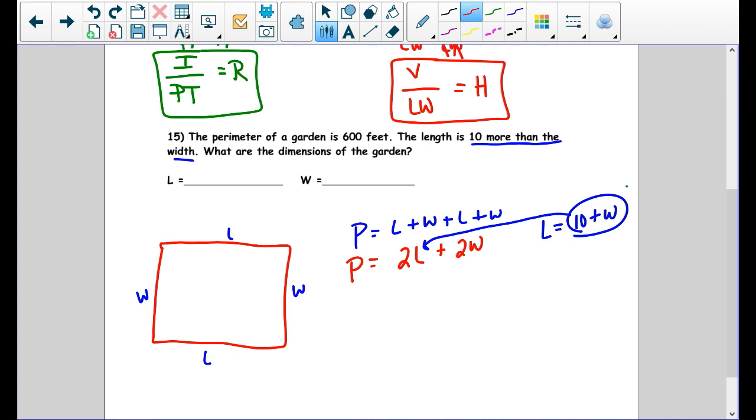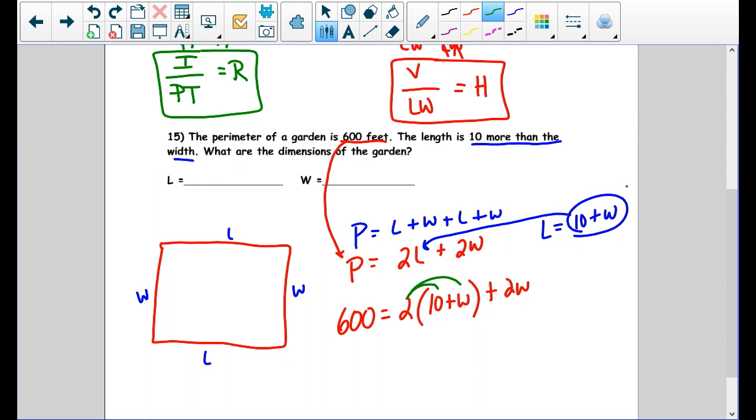I can also take this 600, because that's my perimeter, right? And plug it in to my P. So now I have 600 equals 2 times 10 plus W plus 2W. So now I can distribute this 2. Okay? And again, you could have left it like this top equation and just wrote 10 plus W plus W plus 10 plus W plus W. Right? Anywhere L would have been, you would have just plugged it in.